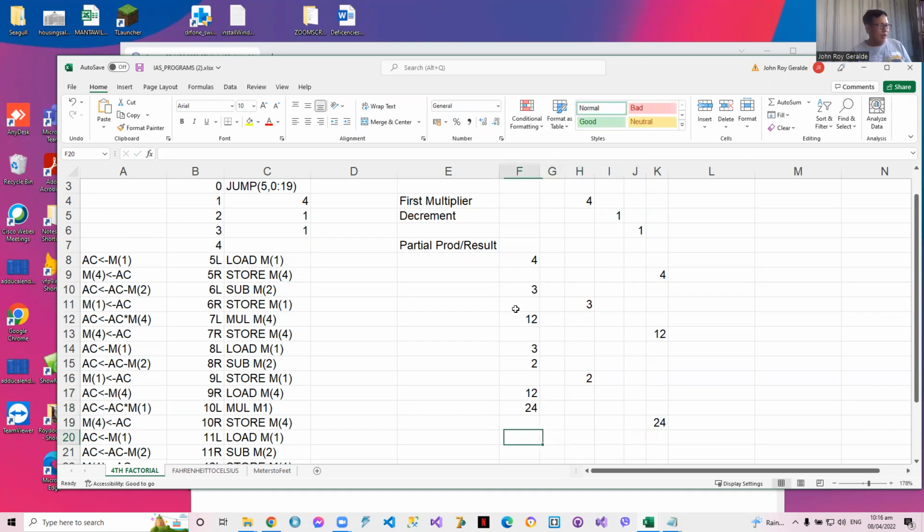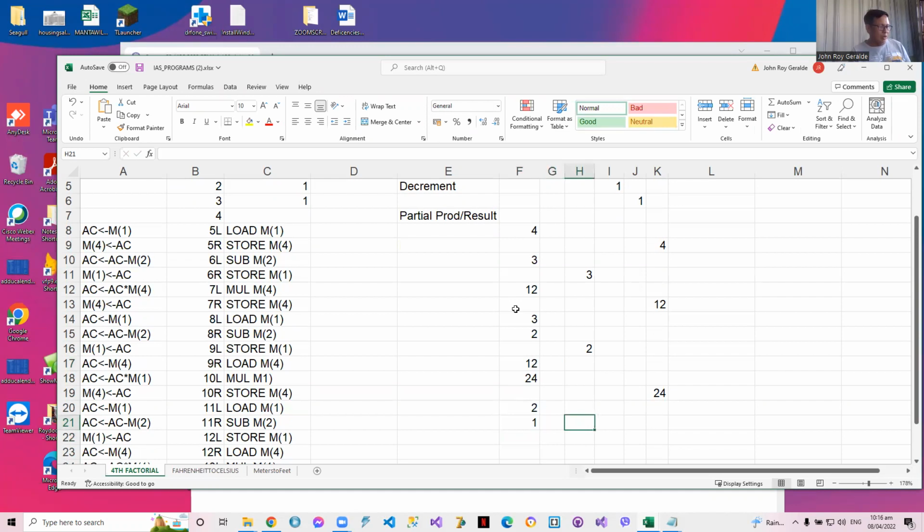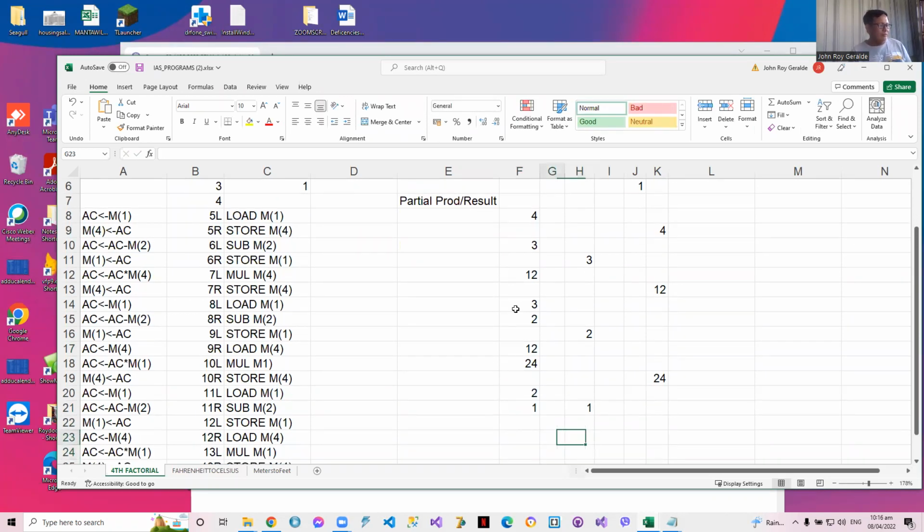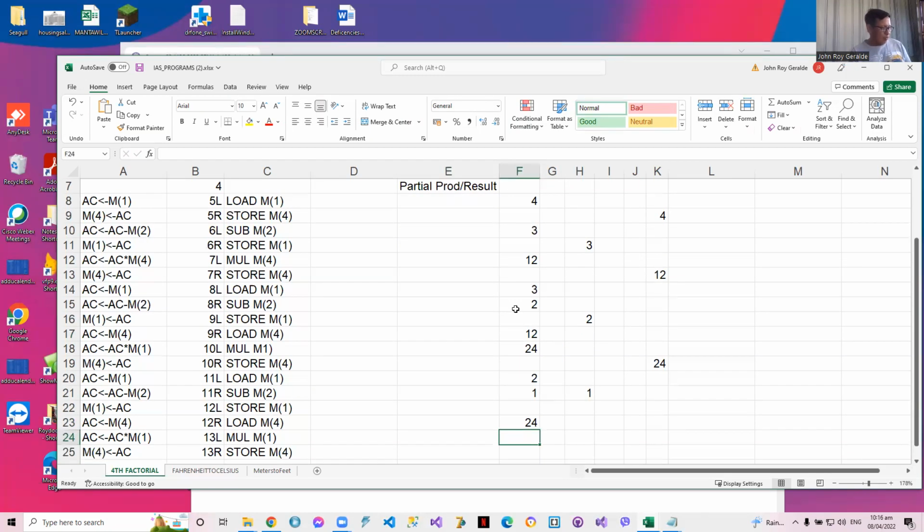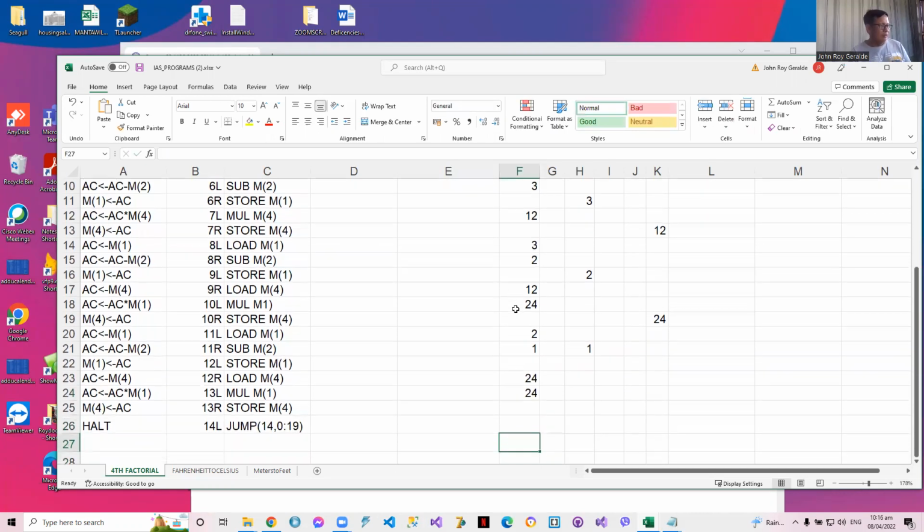Load M1. What's M1? 2. We compute the next multiplier. Sub M2. M2 is 1. So this will become 1. And we store M1. This is our last multiplier. We load M4. So this becomes 24. Mul M1, 24 times 1. This becomes 24. And we store it here. And we have 24. Any questions?